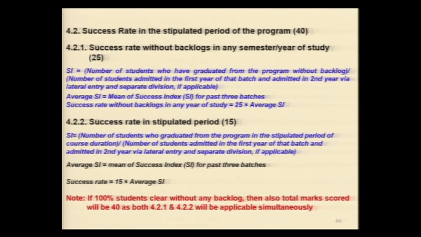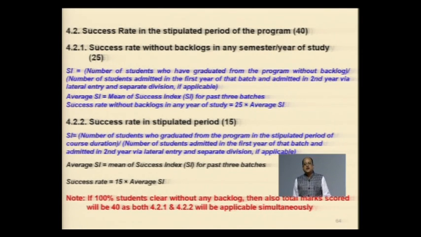That's why it is 25 marks on the 40-point scale. It says the number of students who have graduated from the program without backlog. How will the denominator come? The number of students admitted in the first year of that batch and admitted in the second year via lateral entry, and AICTE in the recent past has started giving a separate division of 60 students which comes directly in the second year. So the first year admissions, plus lateral entry admissions, which are 20% of the first year admissions based on intake, plus the separate division if a program has one. Out of these many numbers, how many are able to graduate without having a backlog in any semester of study, from the first semester to the 8th semester in case of engineering.